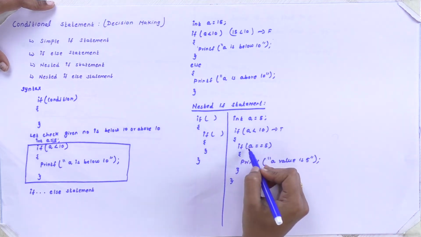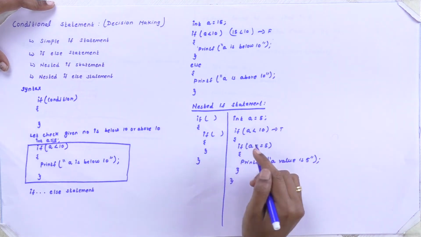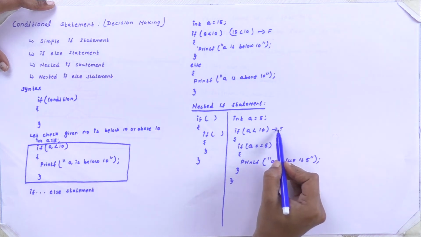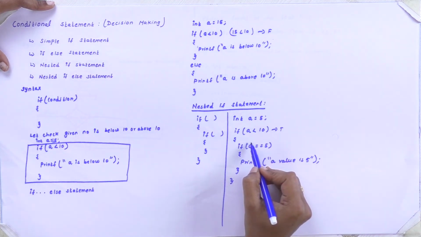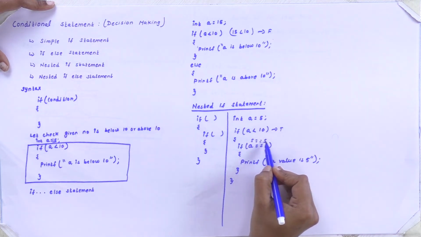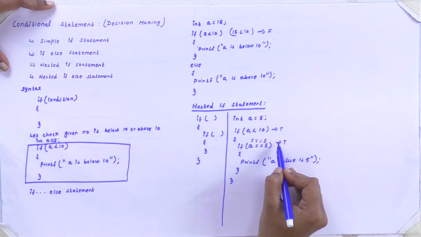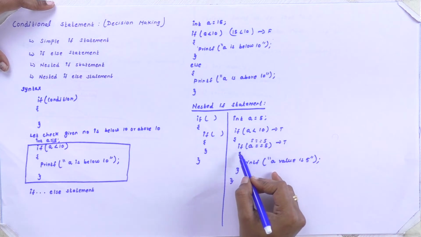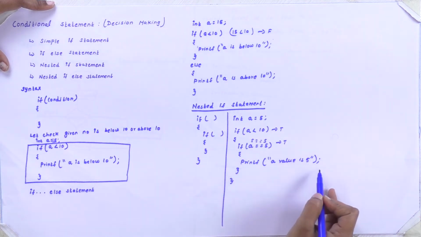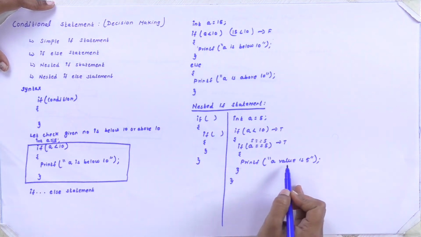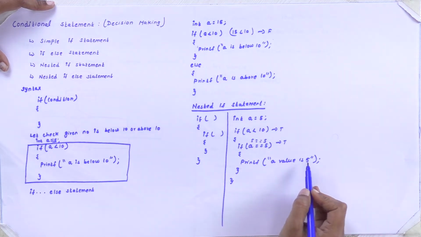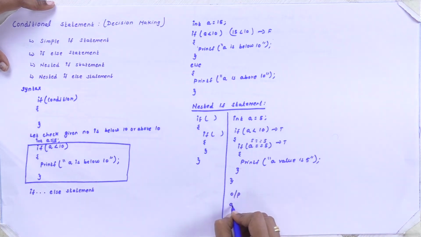So this if condition has another if condition, which will work only when this condition is true. So it will check again, 5 is equal to 5. This condition is also true. So when this condition is true, it will enter into this if condition and print the statement "a value is 5". So here the output is a value is 5.